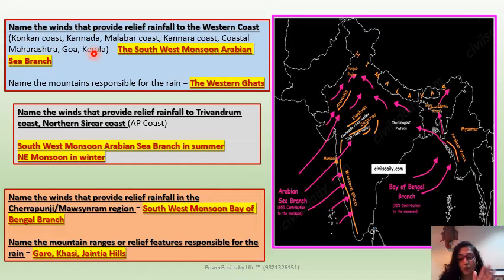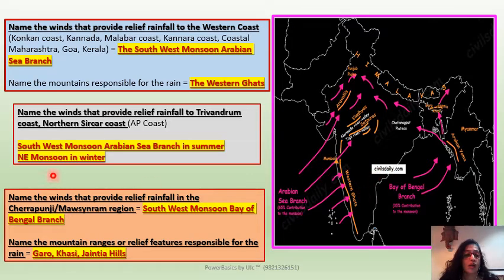Name the winds. This is an important slide. Learn it. Name the winds that provide relief rainfall to the western coast. The western coast of India, Konkan coast, the Kannada, the Malabar coast, the Kanara coast, coastal Maharashtra, Goa, Kerala. What are the winds? Now you all know it by heart. The Arabian Sea branch of the southwest monsoon. Southwest monsoon, Arabian Sea branch. Name the mountains responsible for this rain. The Western Ghats.